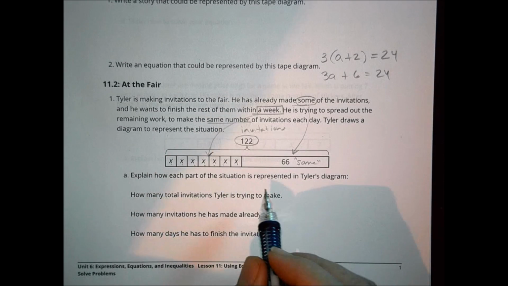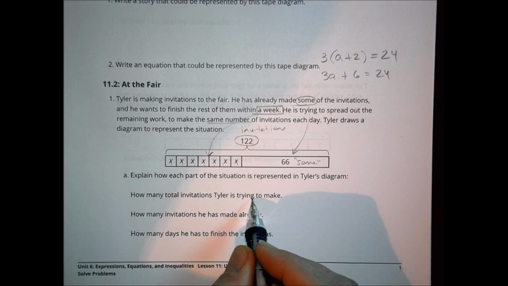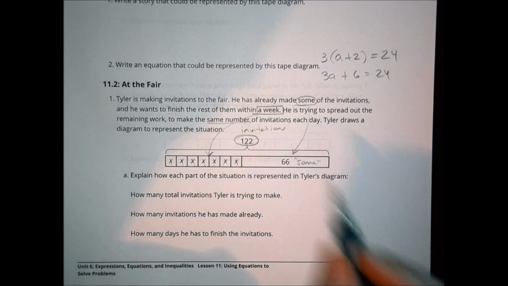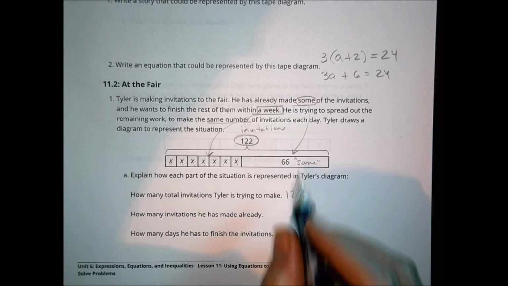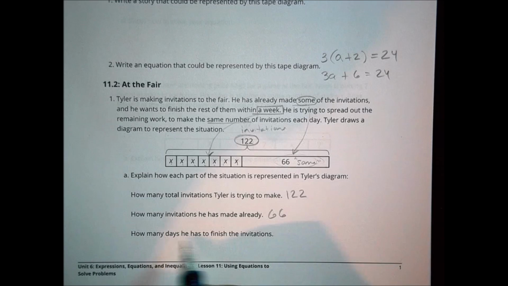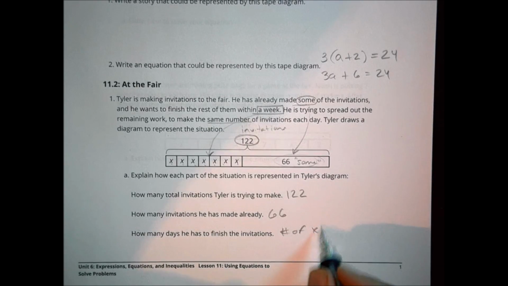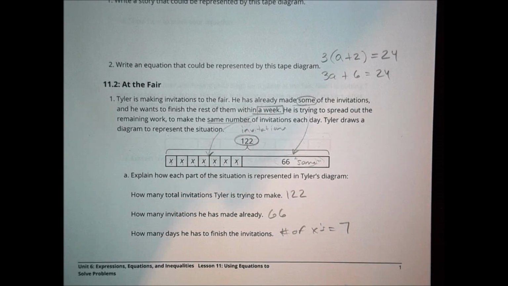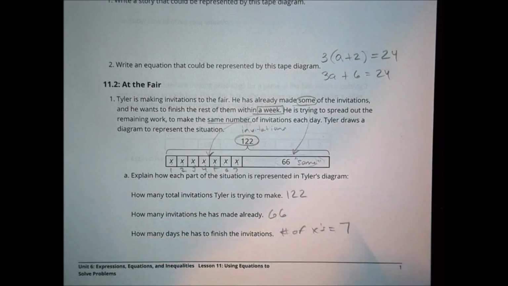So explain how each part of the situation is represented by Tyler's diagram. How many total invitations is he trying to make? Our total number of invitations is this number here, which is 122. How many has he already made? Well, that is represented here by the sum. That's going to be the 66 part. And how many days he has to finish the invitations is represented by the number of x's, which is going to be here, 7 days. That's the 1 week right here. 1, 2, 3, 4, 5, 6, 7. And that's what we have right there.